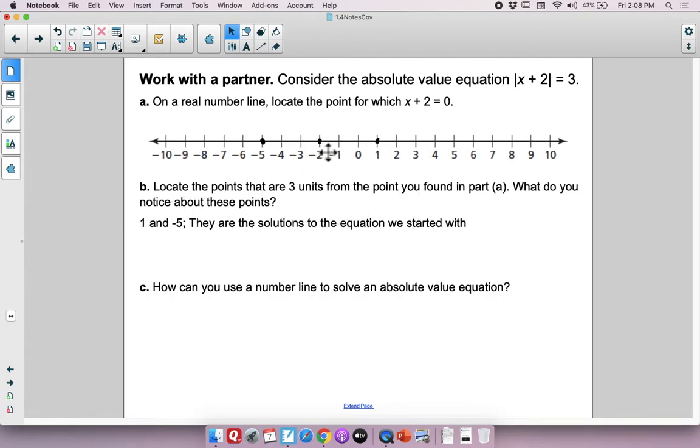So if we started here, if I go 3 to the right, I'm at 1. If I go 3 to the left, I'm at negative 5. So that might be another way too. Set what's inside the absolute value equal to 0, and then use this to move both ways to get our solutions. So that could be another way of solving these.